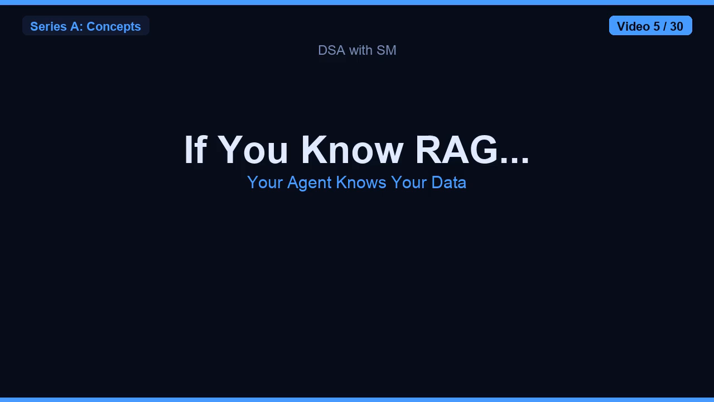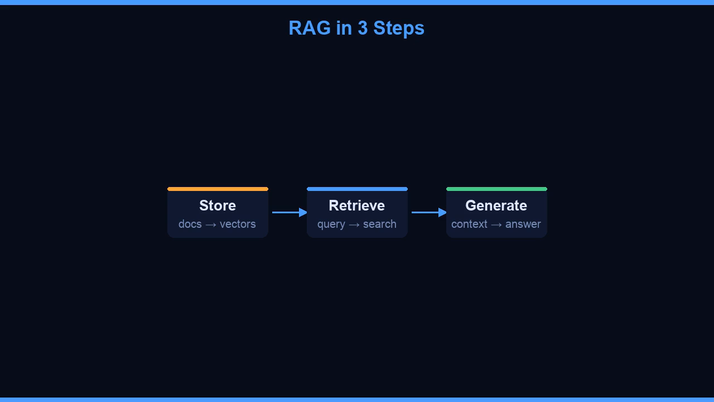Every LLM has a knowledge cutoff. It doesn't know about your company's docs. It doesn't know about your codebase. It doesn't know about events after its training date. RAG solves this. RAG stands for Retrieval Augmented Generation.